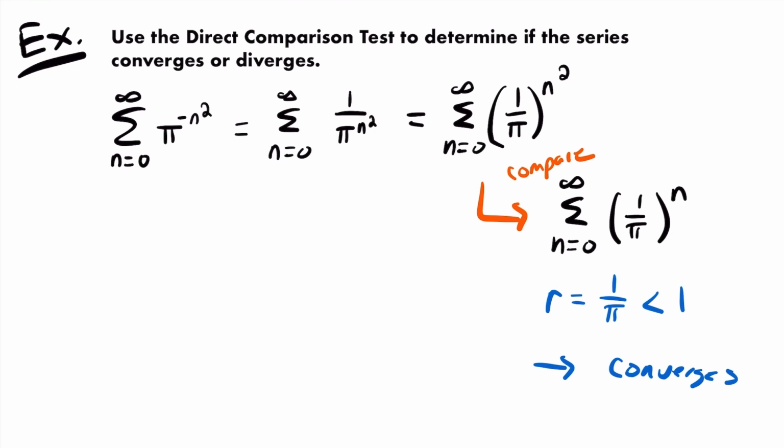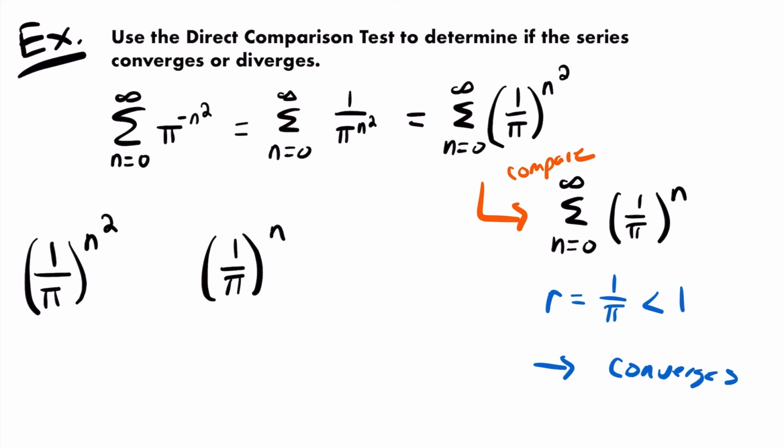Okay, and so now we know that this geometric series converges, and so in order to conclude that this original series also converges, we need to show that the series we are comparing to the original is a larger series. And so let's compare the two series. We have 1 divided by pi to the power of n squared and 1 divided by pi to the power of n. And so what's going to happen to the value of these terms as n gets larger?